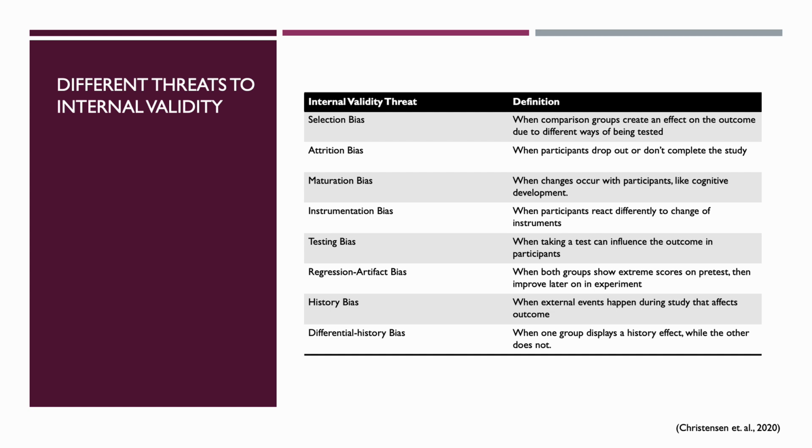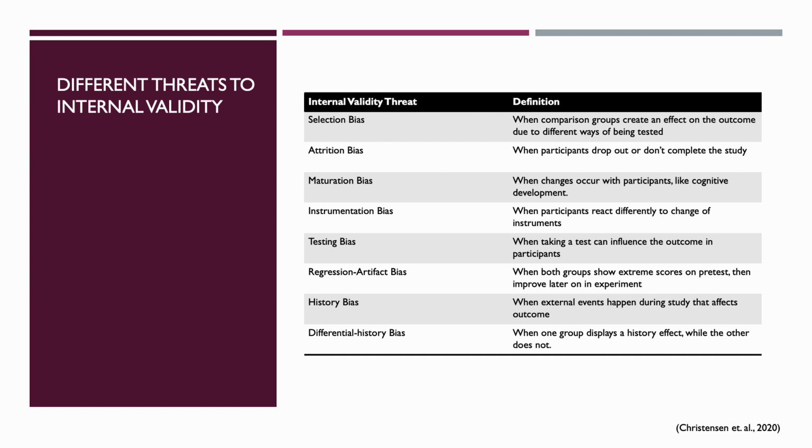Attrition bias is when participants drop out and don't complete the study, causing an impact on the experiment. Maturation bias is when changes occur with the participants, such as cognitive development, any physical development, anything like that, to cause an impact. Instrumentation bias is when participants react differently to different uses of instruments. Testing bias is when taking a test can influence the participant with the outcome of the test.